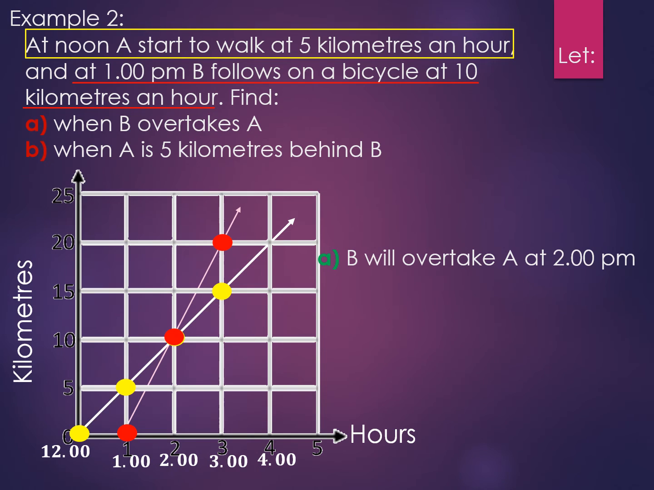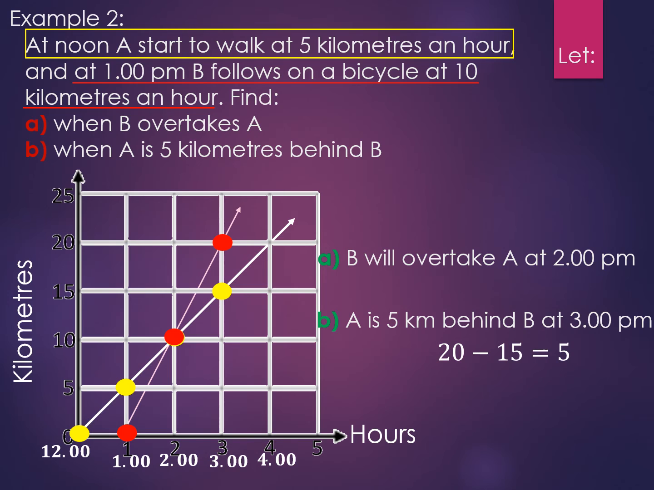Now, let's find when A is 5 kilometers behind B. As you can see, at 3 o'clock, person A is at 15 kilometers. And at 3 o'clock, person B is at 20 kilometers. So, in here, 20 minus 15 is 5. So, A is 5 kilometers behind B at 3 p.m. So, 20 minus 15 equals 5.